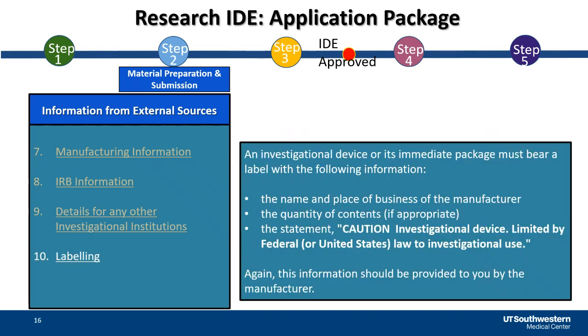Labeling. The manufacturer's label should cover the majority of this. So make sure that you get that label from the manufacturer, get that information and pop it into the report. The statement, "Caution: investigational device. Limited by federal law to investigational use," they may have that on the label. If they don't, that's a label that you can add as a study team member once the device is shipped and is on site. So you can just add an attestation in the document that you will adhere to that labeling.